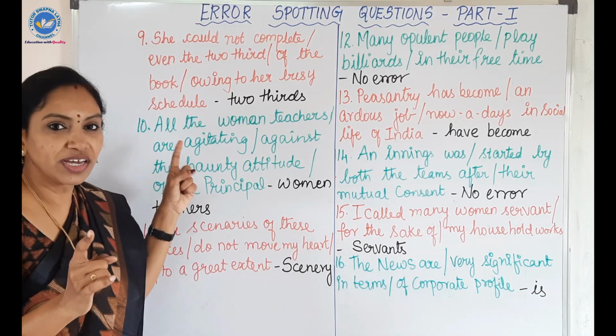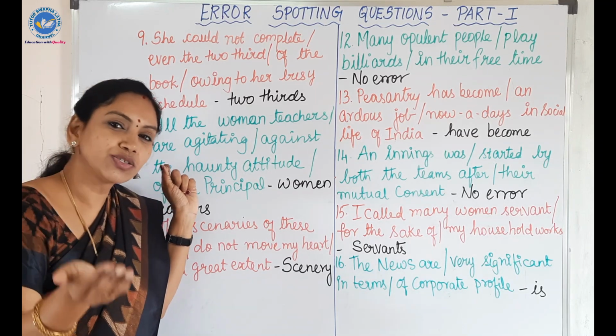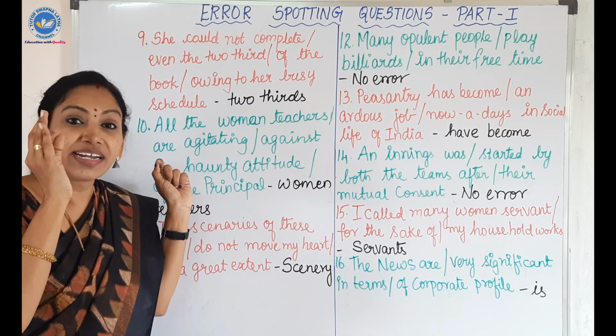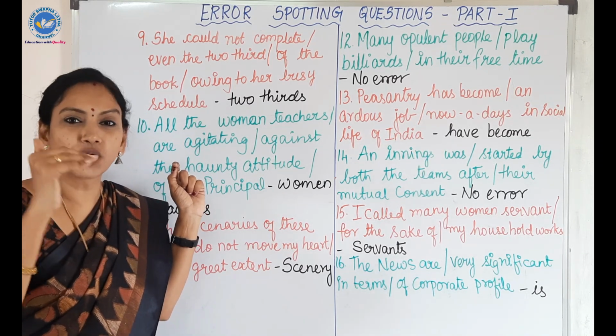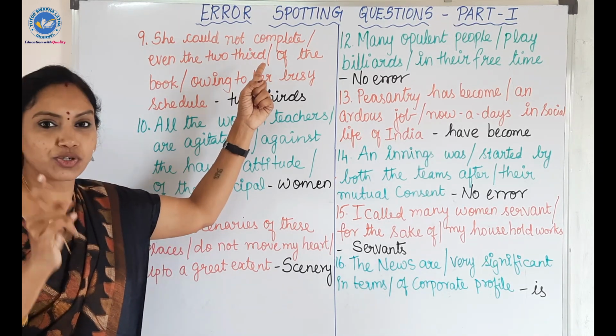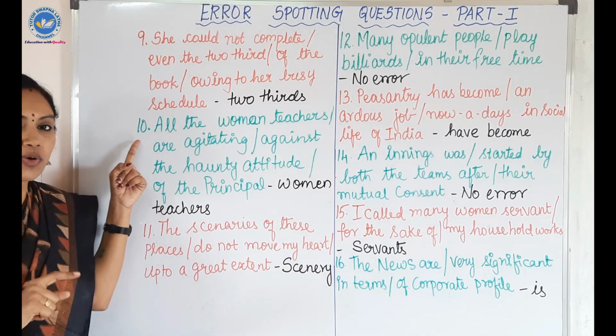Okay, now here, since the book may be singular and it has so many pages, chapters, units, whatever it is, plural, and moreover 2/3 is plural. We have to add s next to 2/3. Okay friends, next, 10th question.